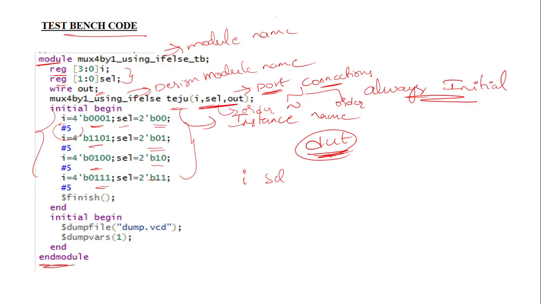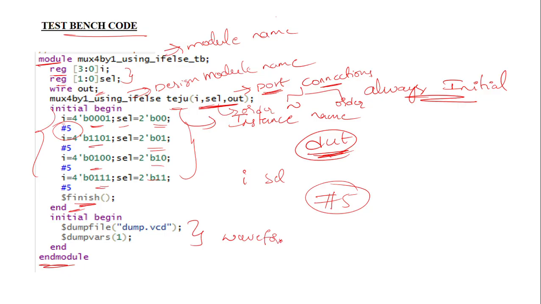Why I use #5 is already explained to you. It is about delay; #5 is nothing but our delay. And then finally you use the finish keyword to end the simulation process, so it simply stops the code. And begin is closed by the end keyword. These 4 lines are written to get the waveform in the EDA Playground.